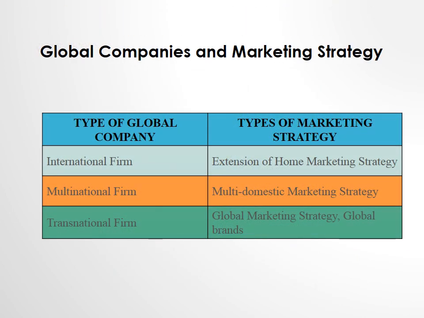There are three basic marketing strategies for global companies. The first is an international firm. That is, basically, they are a U.S. company who extends their home marketing strategy to a foreign country. And we'll talk a little bit later on about how this can be done. A multinational firm is one that has a multi-domestic marketing strategy. So they may not only market products in foreign countries, but they may make specific products for those countries and may in fact manufacture them in those countries. And then we have transnational firms, which are truly companies with global marketing strategies with global brands.